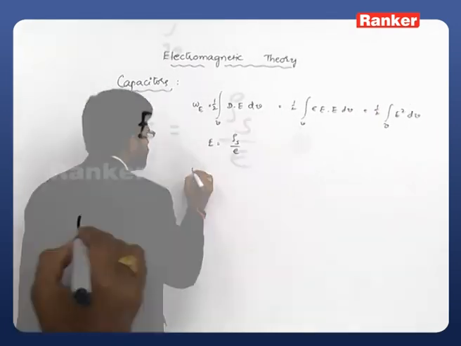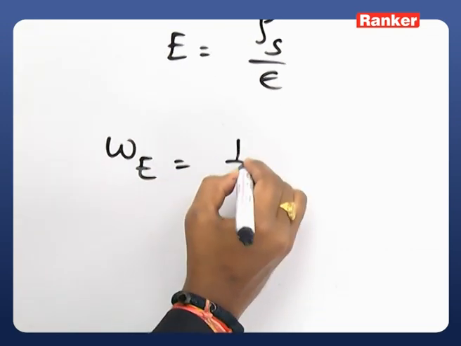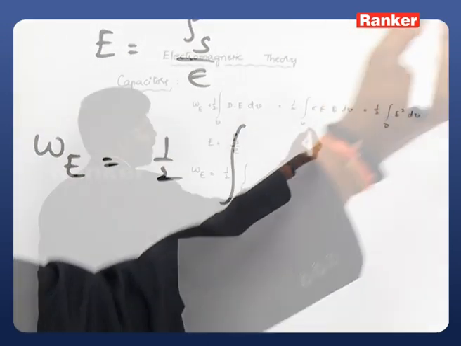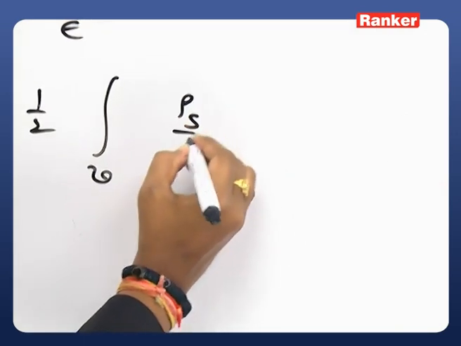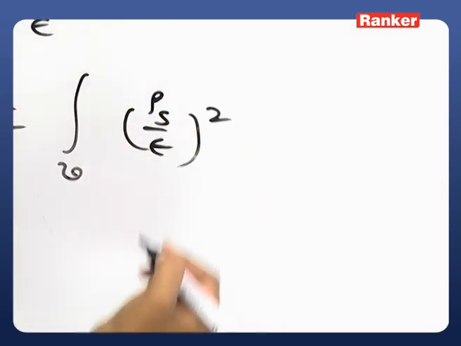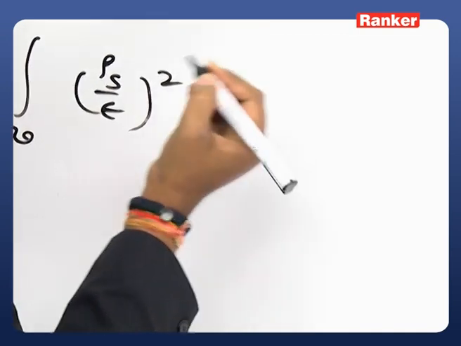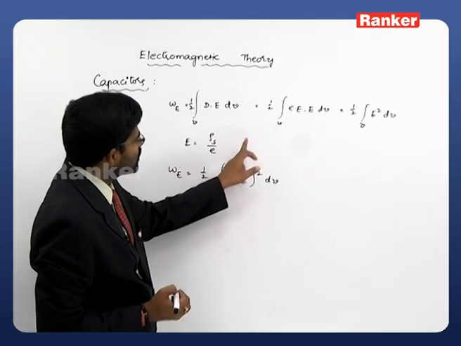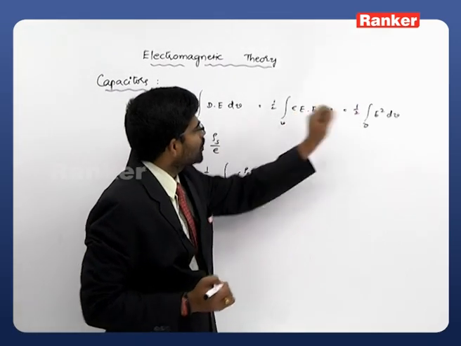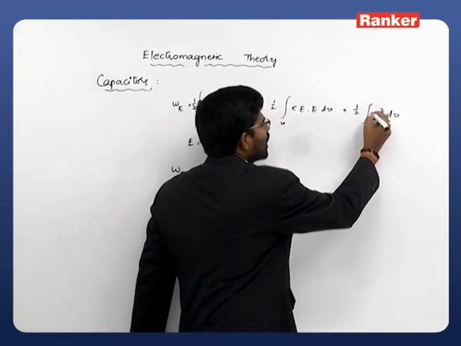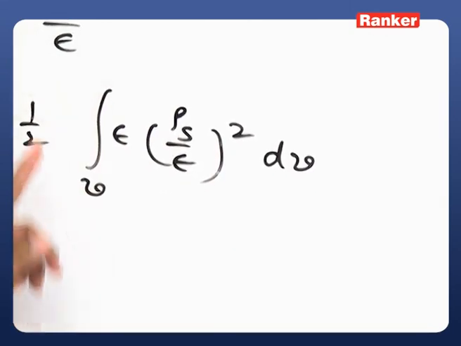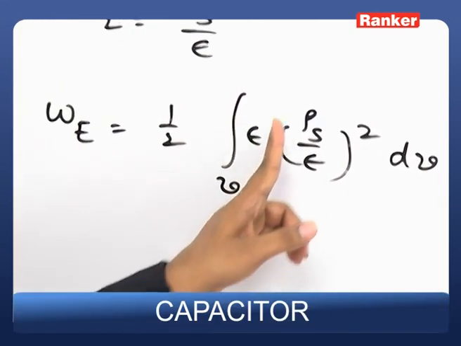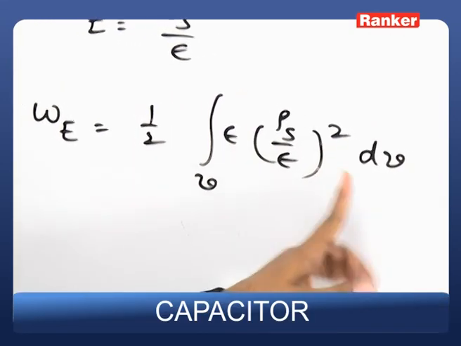Then the total energy stored is equal to 1 by 2 volume integral of epsilon E square, and E square is nothing but rho s by epsilon whole square multiplied with dV. Here a small modification: we forgot to write down this epsilon here. So I will write epsilon also here. That is 1 by 2 volume integral of epsilon times rho s by epsilon whole square dV.